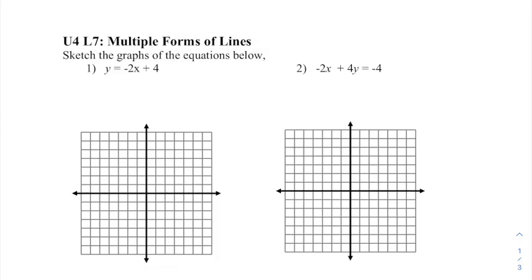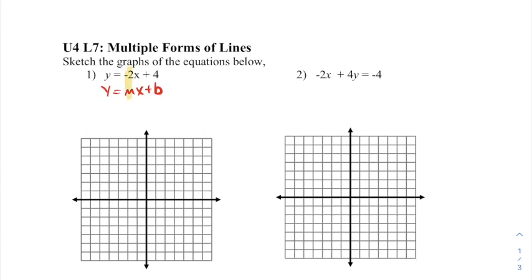All right, number one is definitely the most important problem that we need to know how to do. The first thing we're going to do is decide what form this is in. This looks to be in slope-intercept form. That's why I called this problem the most important, because you need to be able to graph from slope-intercept form. I can tell that my slope is -2 and my y-intercept is 4.